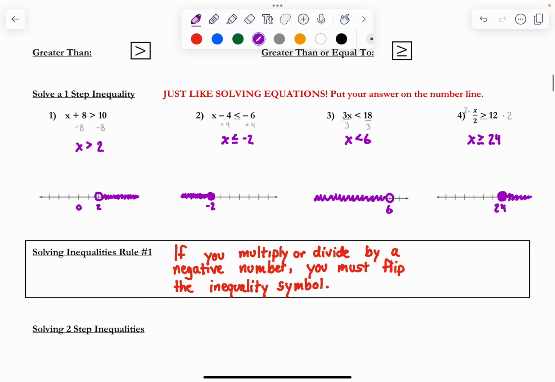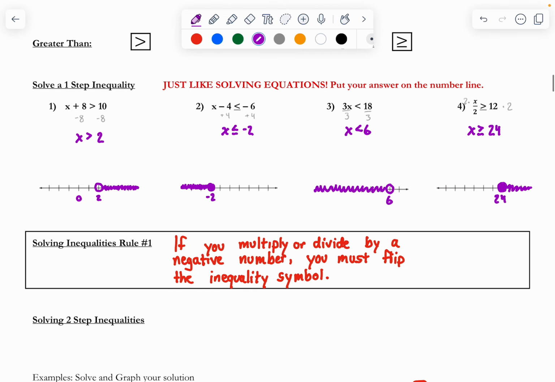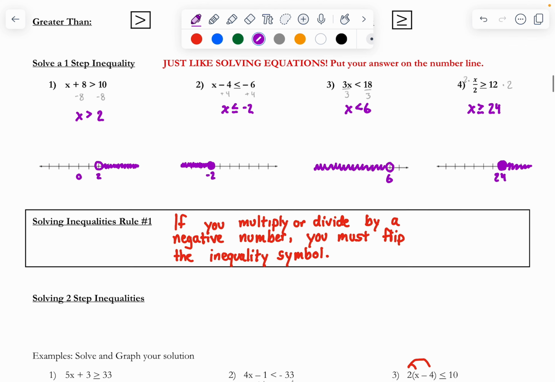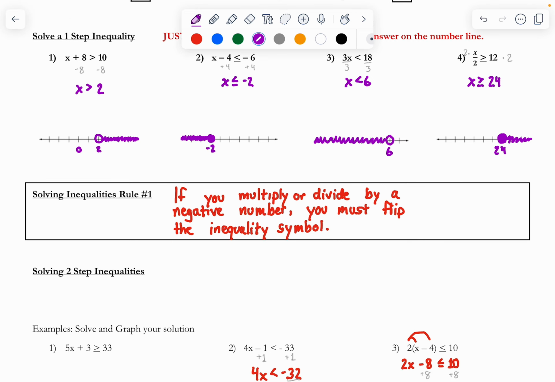Now, our first rule here is there is one kind of different thing with inequalities. Whenever we multiply or divide by a negative, we have to flip the inequality symbol. So we'll see that happen in some of these other equations down here, right? We're going to solve them. We'll have multiple steps, but we're going to see that if we have a negative number, we're going to have to flip that inequality. All right, now not all the time.